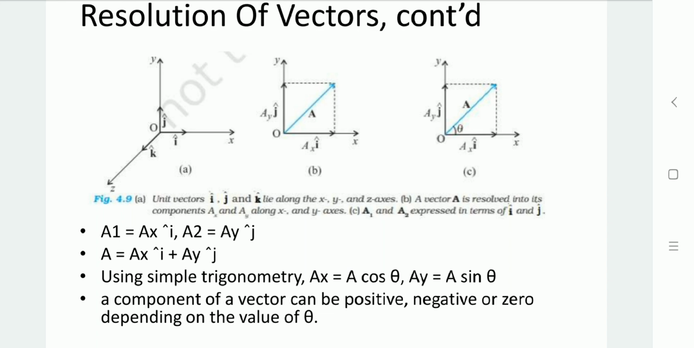Now, if we want to define its direction, theta, with the help of trigonometry, we can say that if we are taking cos theta, then cos theta equal to what? A_x by A. So A_x equal to A cos theta. And if we are taking sin theta, then sin theta equal to A_y by A. So A_y equal to A sin theta. So this component of the vector can be positive, negative or 0 depending on the value of theta.